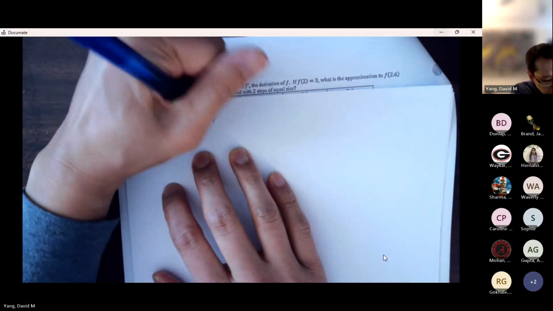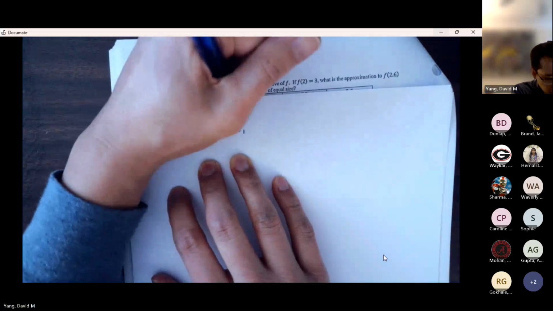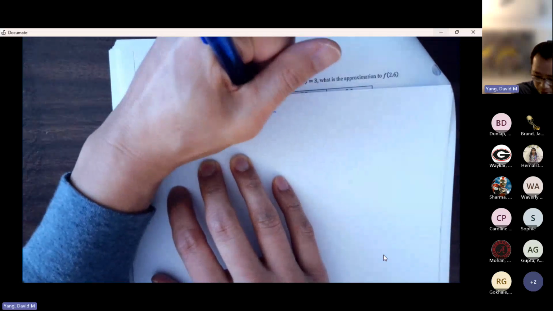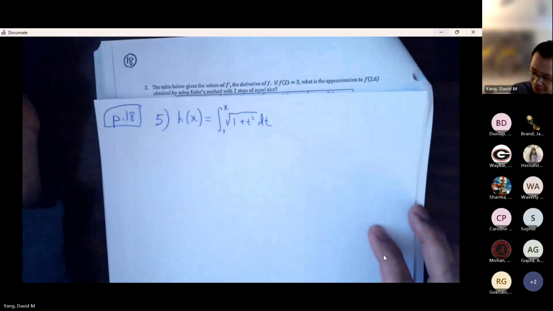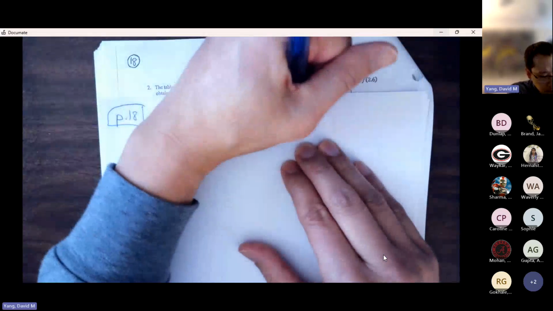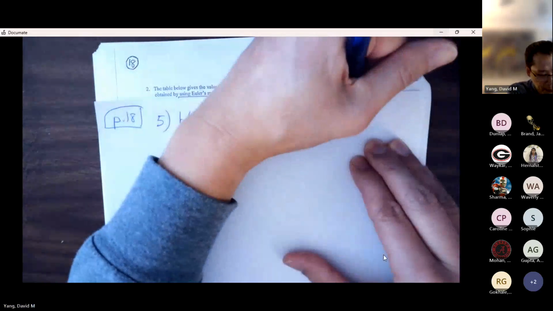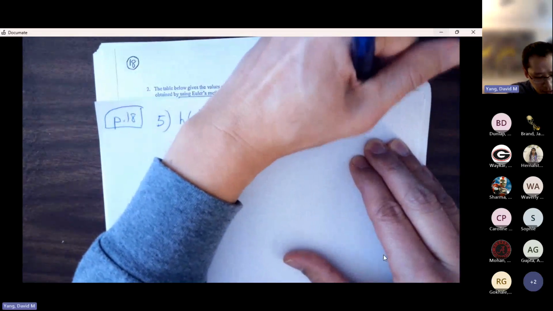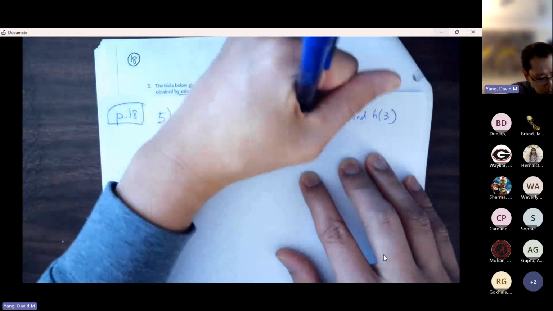Okay, they give us h of x is equal to the integral from 1 to x of the square root of 1 plus t squared dt. So this looks a little bit different here. X equals 1, that's our starting point. Find h of 3, and then we want 2 steps.